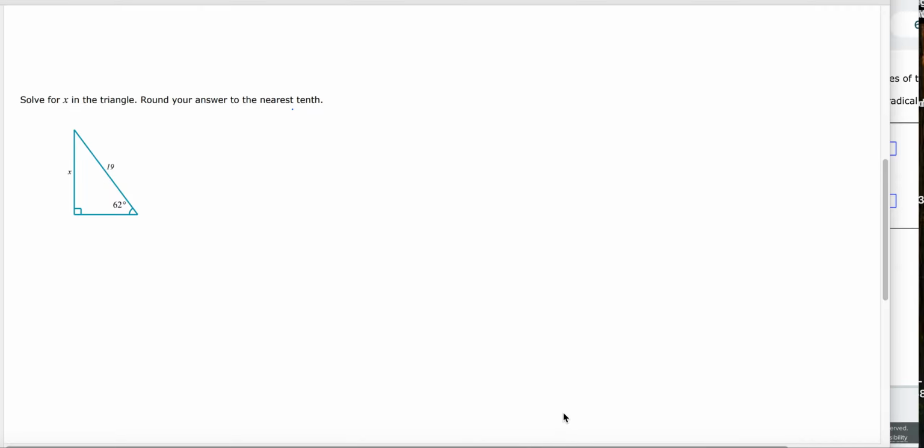Another example. We're going to solve this right triangle. Solving a triangle means I'm going to identify every angle and every side. In this case, we're just being asked to solve for this particular side, but let's talk through how we can identify all of these parts. So let's start with the angles.